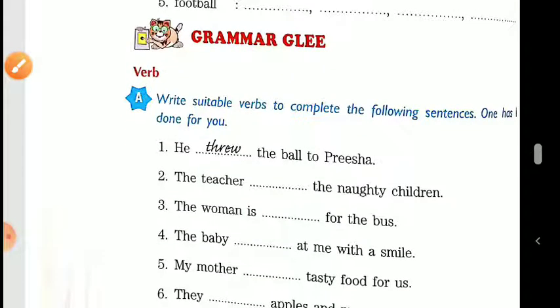Now students, our next exercise is grammar glee. And in this exercise, we are going to learn something about verbs. Now students, what are verbs? The verbs are the actions. Whatever actions, whatever work we do are the verbs. Jo bhi action hum karte hain, hai na? Verbs are also known as doing verbs.